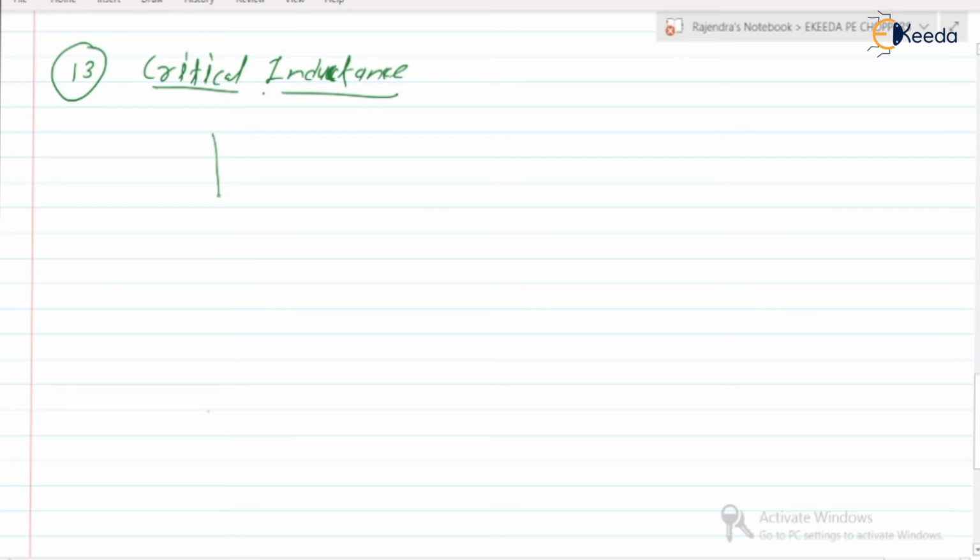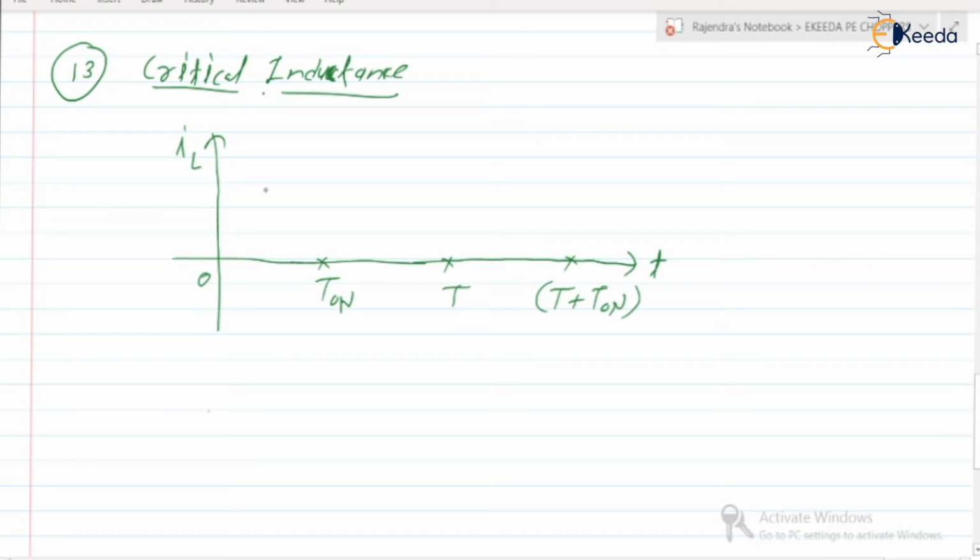suppose we are drawing the waveform of iL. Okay, this is the time t 0, 0 to t on, t on to t, t to t plus t on. Okay, so here inductor current is increasing from 0, it reaches the maximum value, right? Again at t it becomes 0, and for the next cycle it will again go on repeating the same, right? In the same way it goes on repeating for the next cycle.